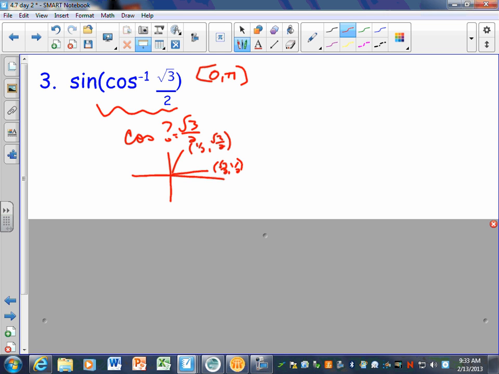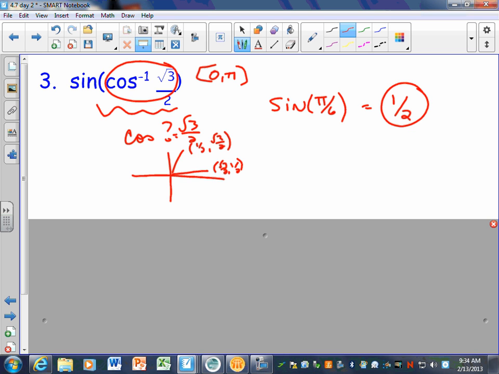Pi over 6 is not your final answer. That's just what you put in here. So now you can say I have the sine of pi over 6, and you have to actually work that out. And what is the sine of pi over 6? Oh, look, I have it right here. It's the y value, which is just 1/2. So it's kind of like 2 problems in one.